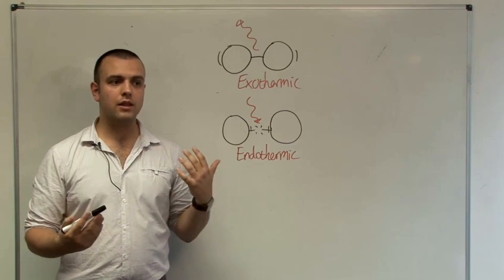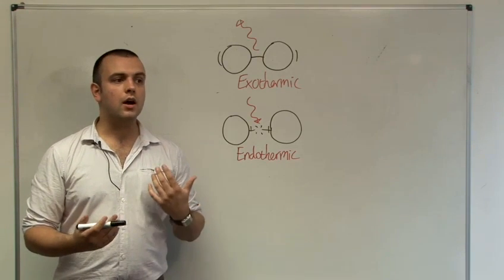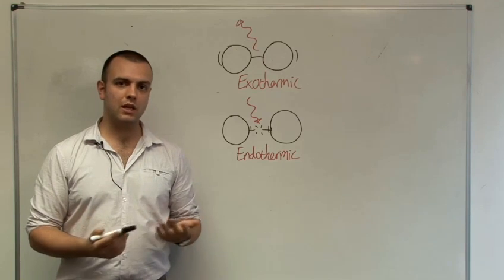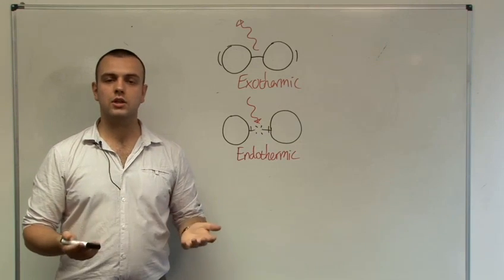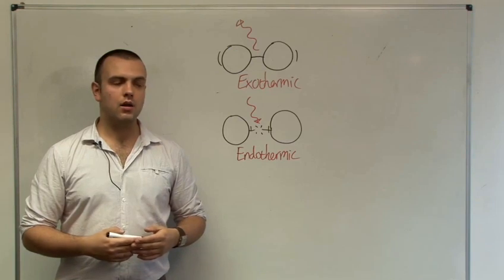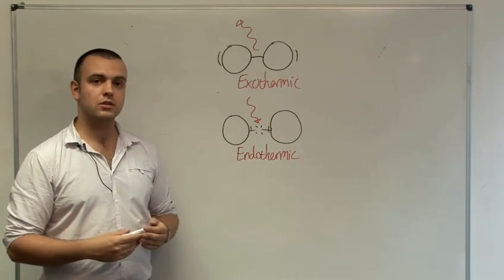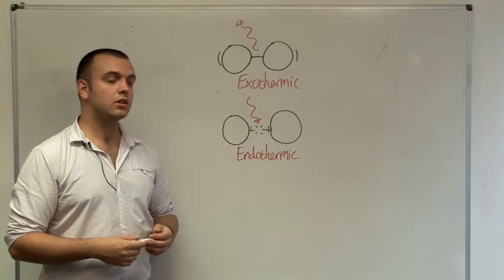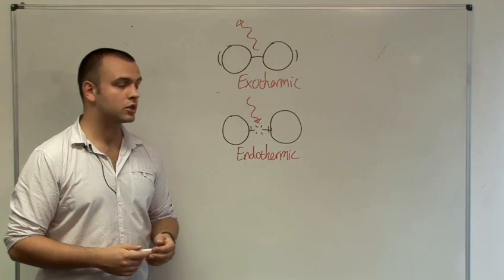Endothermic reactions, on the other hand, take heat from their surroundings, so they have a cooling effect. Chemical ice packs, for example, use endothermic reactions to give a cold sensation. The reason that exothermic reactions heat up and endothermic reactions cool down their surroundings is to do with how bonds are either being broken or formed in the chemical reaction.